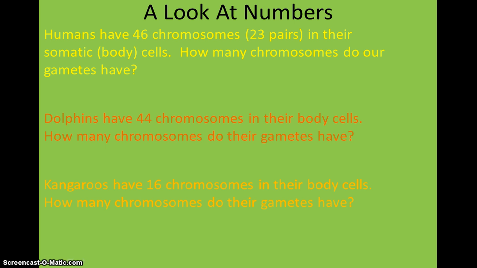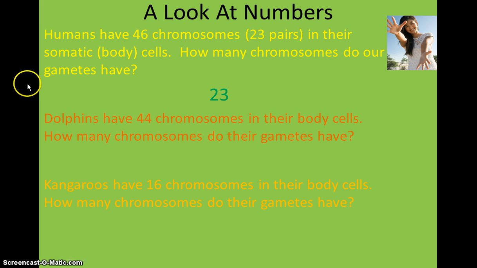Alright, so let's take a look at numbers. Just to review, and to make sure that you understand the concept that reproductive cells have half the number of chromosomes as body cells. Humans have 46 chromosomes, or 23 pairs, in their somatic cells, that's another fancy word for body cells. So how many chromosomes do humans' gametes have? Well, half the number of 46, which is 23.